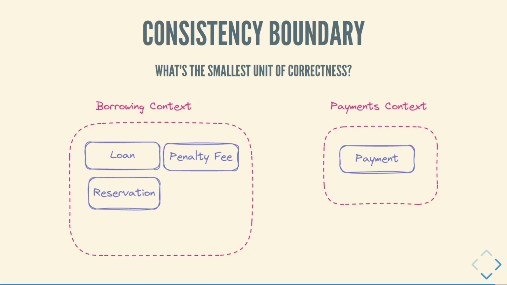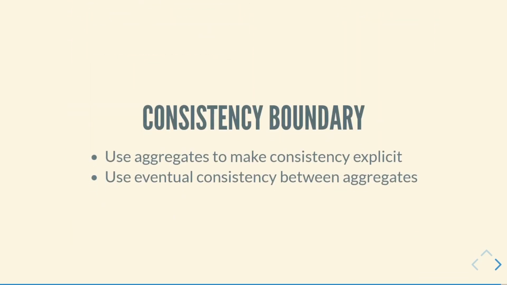Some bounded contexts will only have a single aggregate, like the payments context, which only has a payment. Others will have several. The borrowing context has got a loan, penalty fee, a reservation. These are separate aggregates, but they're inside one context. Maybe they all go inside the same library together because they're part of the same solution space. So when we're looking for consistency boundaries, we use aggregates to make our consistency explicit, and we use eventual consistency between those boundaries.